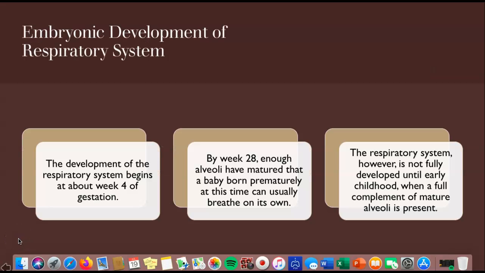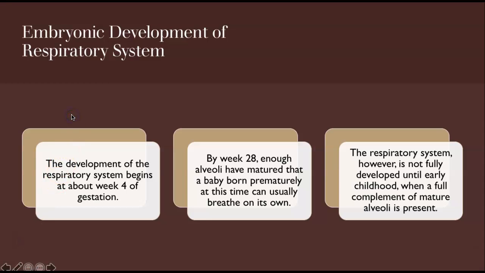Okay, so let's talk about the embryonic development of the respiratory system. The development of the respiratory system begins at about week 4 of gestation, and by week 28, enough alveoli have matured that a baby that's born prematurely at this time can usually breathe on its own. So just remember, there are 4 weeks in a month.